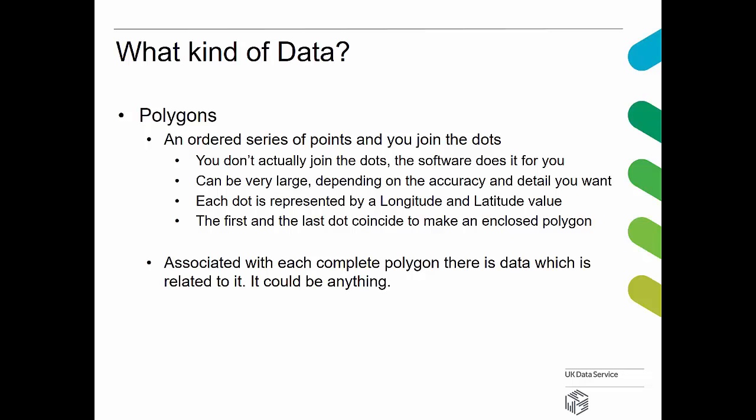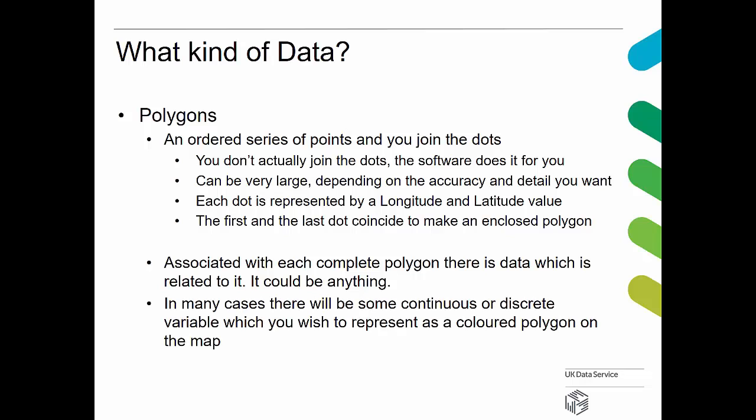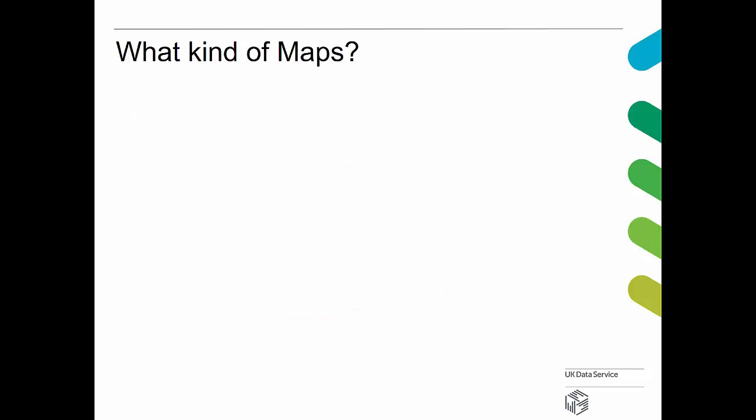Of course, having got the polygon, you still need a way of associating some data with that particular polygon. It could be anything, the type that we saw before, where we just had the longitude and latitude, but now that information is going to be associated with an entire polygon. In many cases, there will be some continuous or discrete variable which you wish to represent as a coloured polygon on the map, and we'll see an example of that in the demonstrations later on.